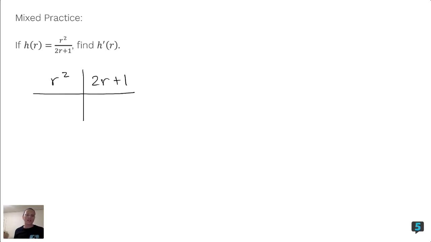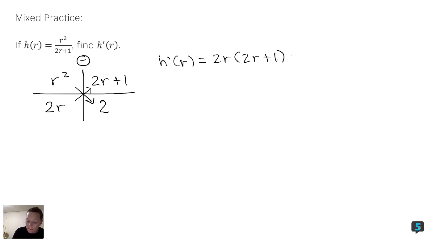All right, let's go back to this problem. We had r squared over the quantity 2r plus 1. So the derivative of r squared is just going to be 2r. And the derivative of 2r plus 1 is just going to be 2. So remember, we are using the quotient rule, so when we criss-cross, we've got to remember our minus, and we have to remember that original denominator squared. So we're going to have h prime of r equals 2r times the quantity 2r plus 1 minus r squared times 2.